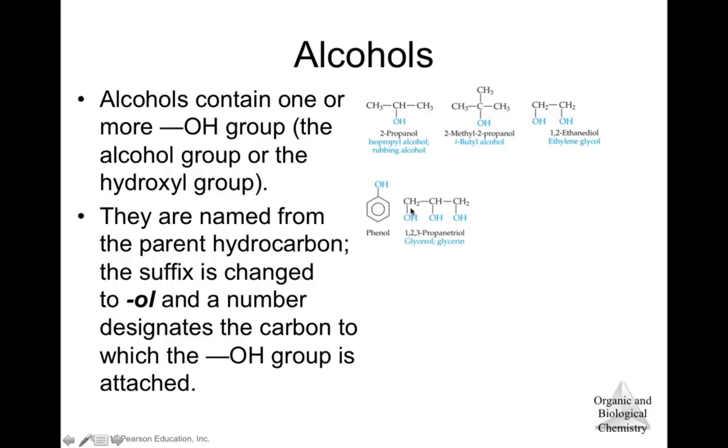We also have compounds that could have 3 OH groups. That's why you use the suffix triol instead of -ol. It's triol, and it's 1, 2, 3. The chain is propane, so propanetriol, and the positions of the alcohols are 1, 2, and 3. So it's 1,2,3-propanetriol, also known as glycerol or glycerine, the most common names for this.